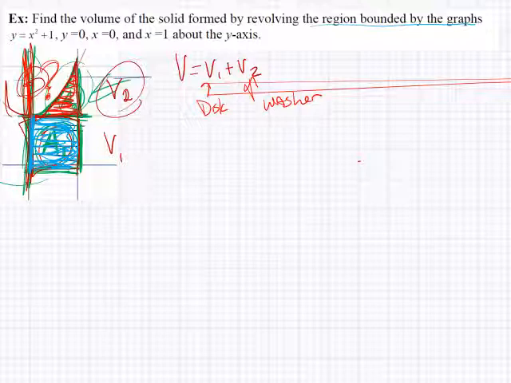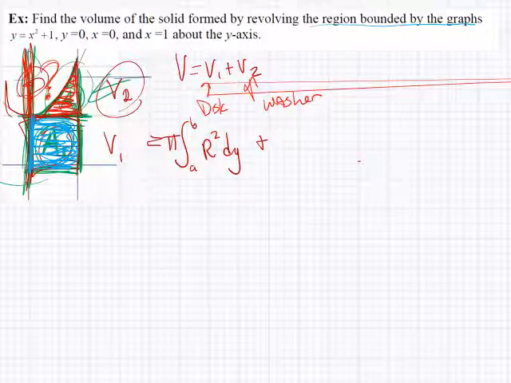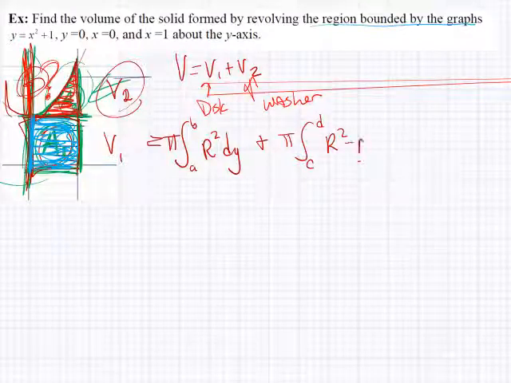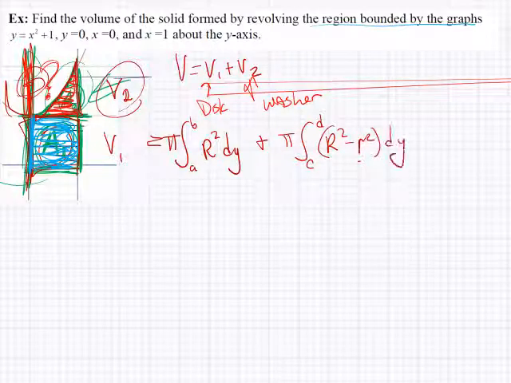So if I look at volume 1, I would have pi times the integral from a to b of big R squared dy. Again, dy, right? We have to do horizontal rectangles. That's your disk method. Plus pi times the integral, let's say from c to d, of big R squared minus little r squared dy for the washer method.